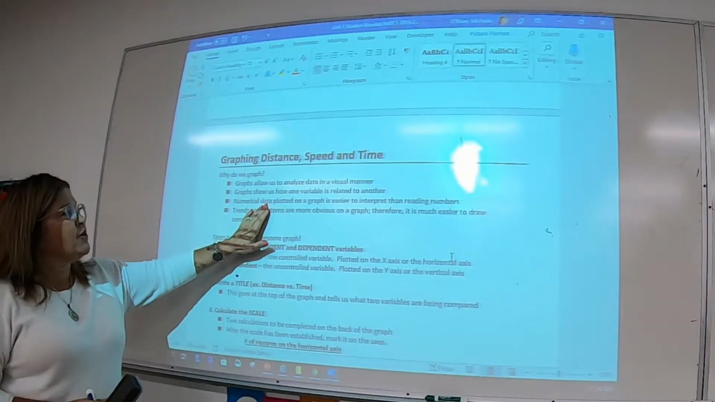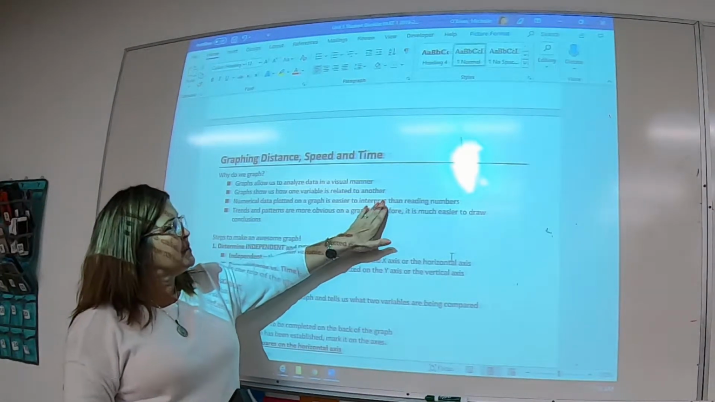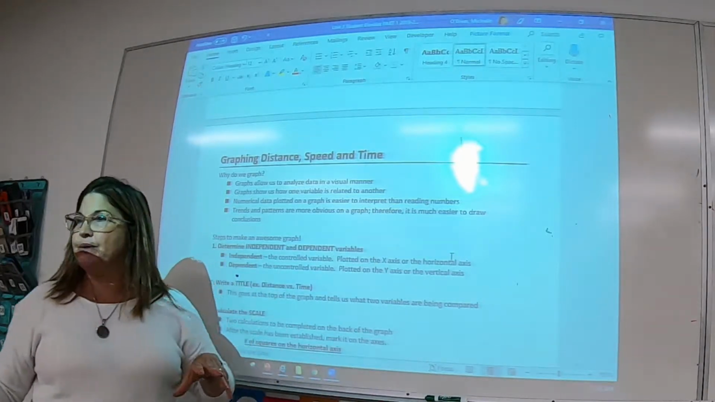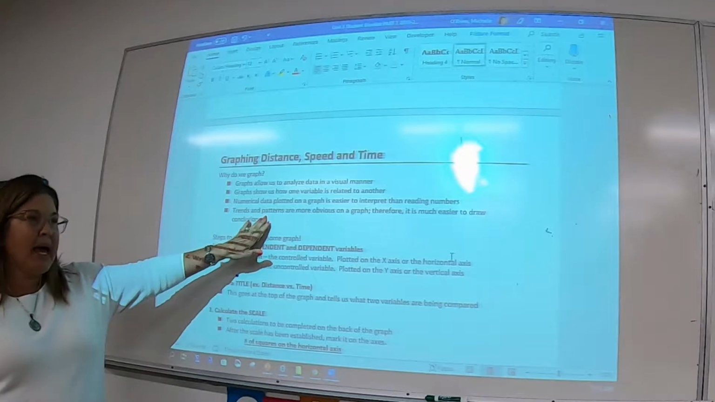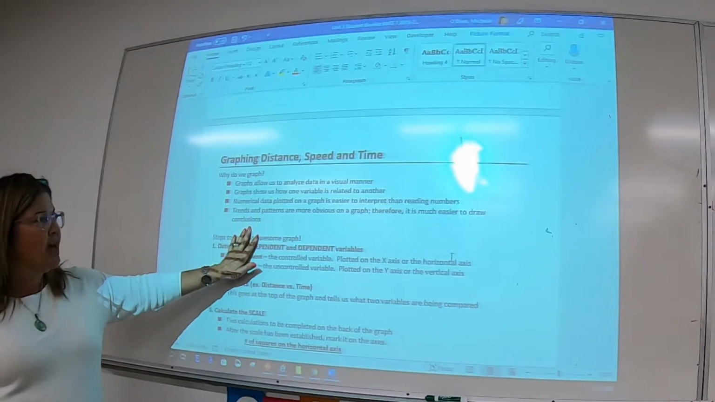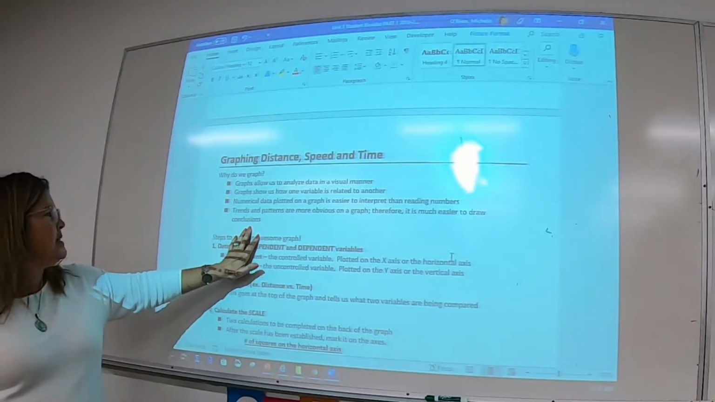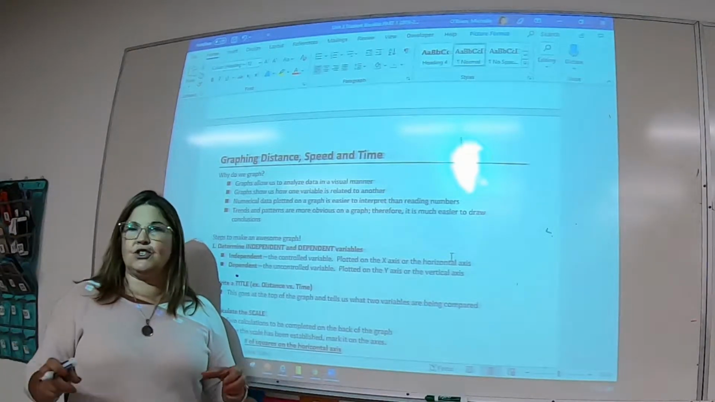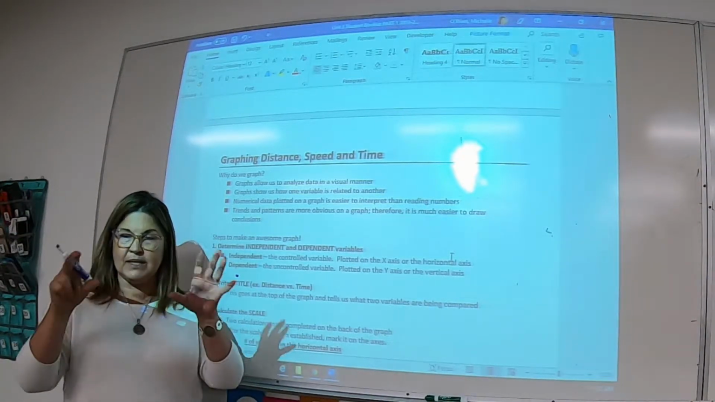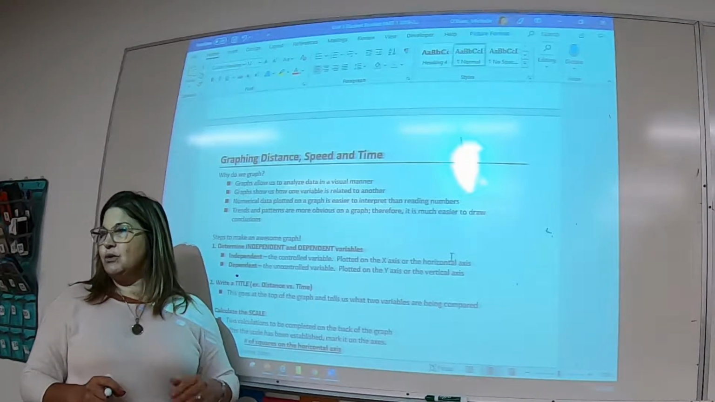Data plotted on a graph is easier to interpret than reading numbers. Again, it gives you a clear picture. Trends and patterns are more obvious on a graph, and it's much easier to draw conclusions. So kind of like a sketch, you get the picture of what's happening, and it's easier to look at the trends.